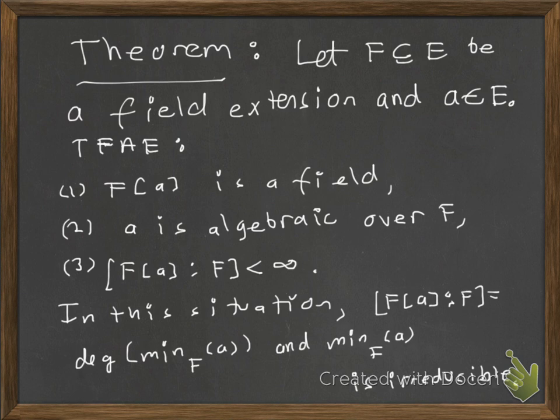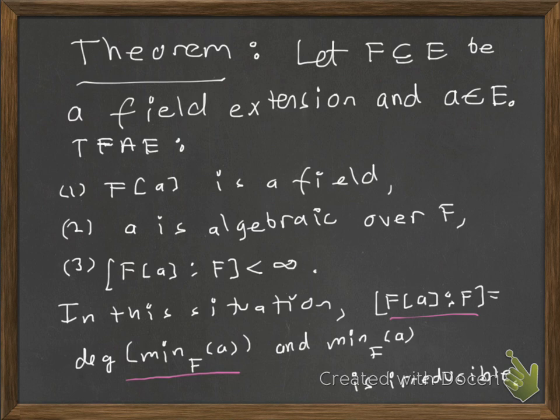So that is equivalent to the ring extension of F by A inside E being a field, which in turn is equivalent to that ring extension having finite dimension as a vector space over F. So if any one of these equivalent conditions holds, then this dimension is equal to the degree of the minimum polynomial of A over F, which is nothing but the unique monic polynomial that has A as its root.